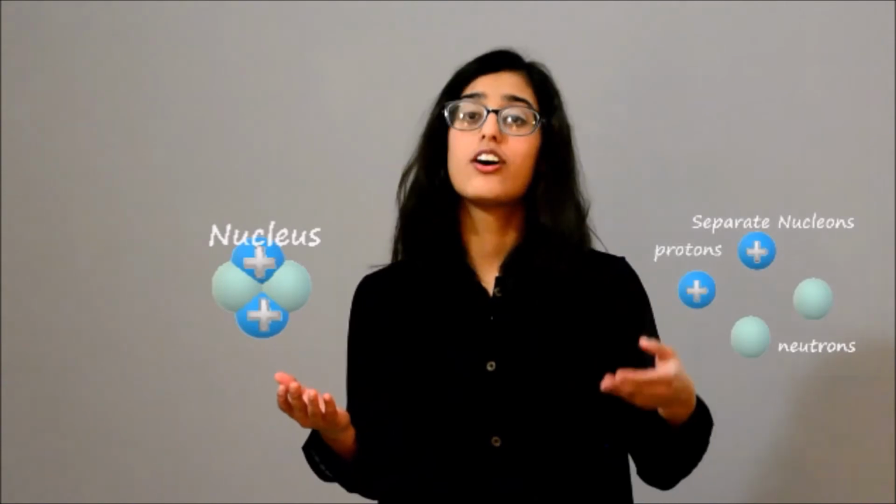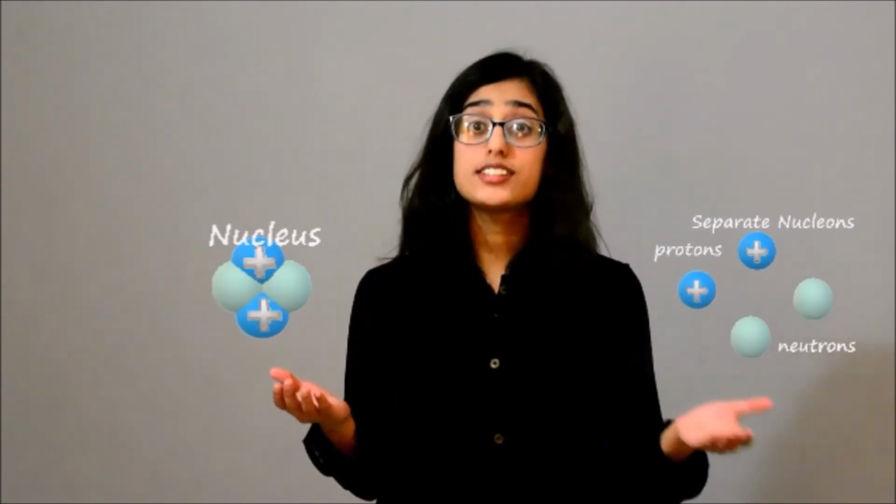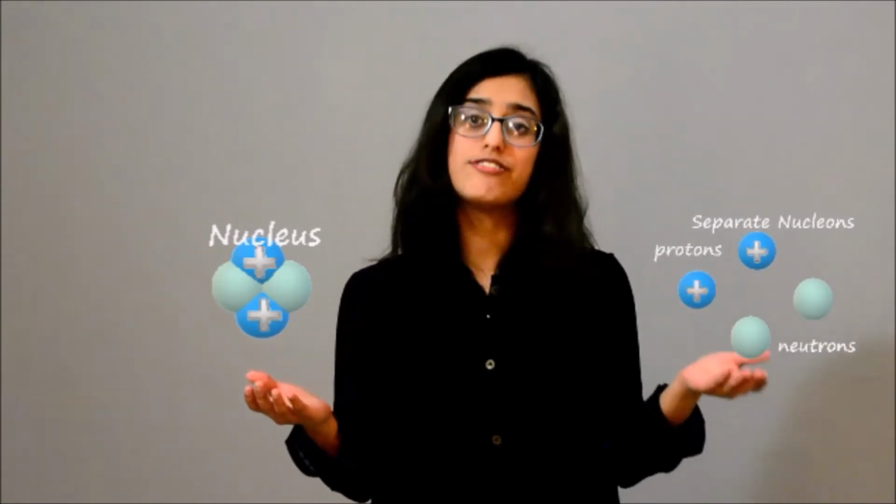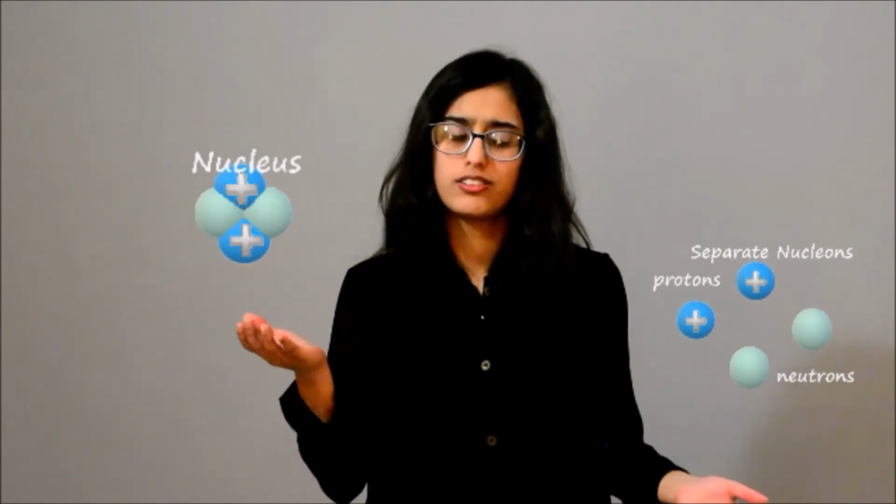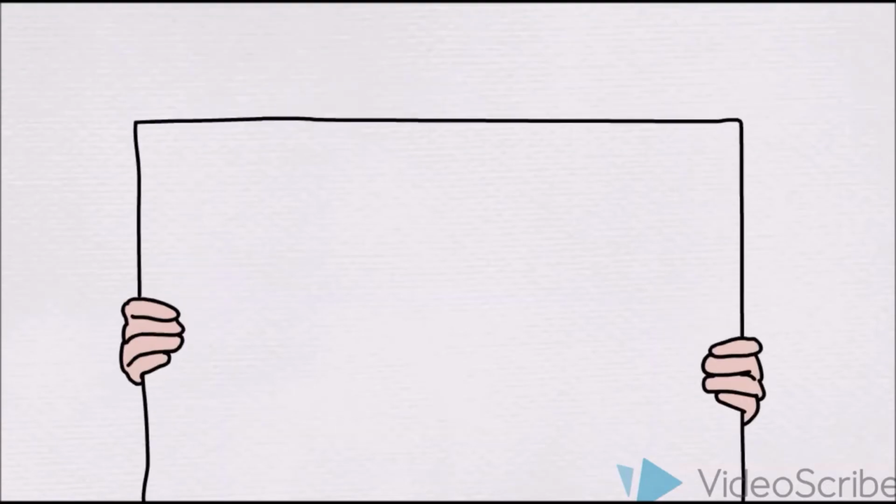Did you know if we were to place a nucleus on one side of a balance and its separate nucleons on the other side of the balance, the separate nucleons would actually weigh more than the nucleus itself? How is that possible? To find out, stick around.